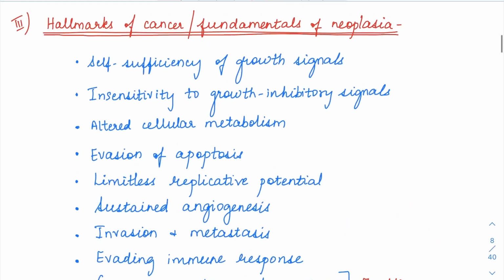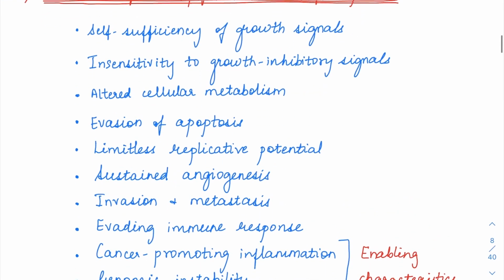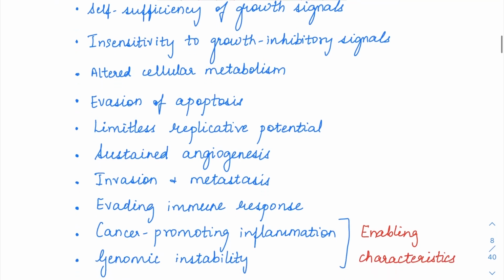So what are the hallmarks of cancer? It is self-sufficiency of the growth signals. So the tumor cells are not dependent on the growth signals for their proliferation and growth. So without them itself, they can grow by themselves. So that is self-sufficiency of growth signals. Then we have insensitivity to the growth inhibitory signals. That is, they do not respond to a stop signal. They keep on growing on their own.